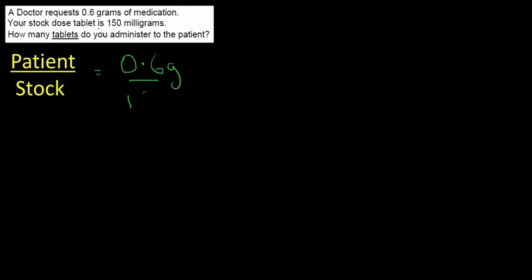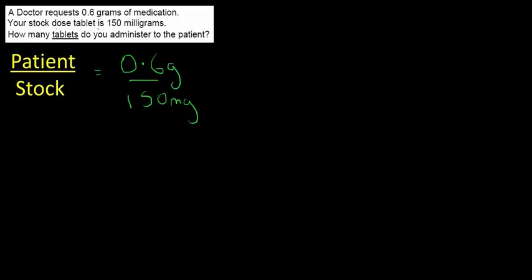The doctor requests 0.6 grams of medication. Our tablets now come each worth 150 milligrams, and again we need to find out how many tablets to give to the patient. As before, we unpack the question using the set formula, patient over stock. So we want to give 0.6 grams, and in stock we have 150 milligrams.